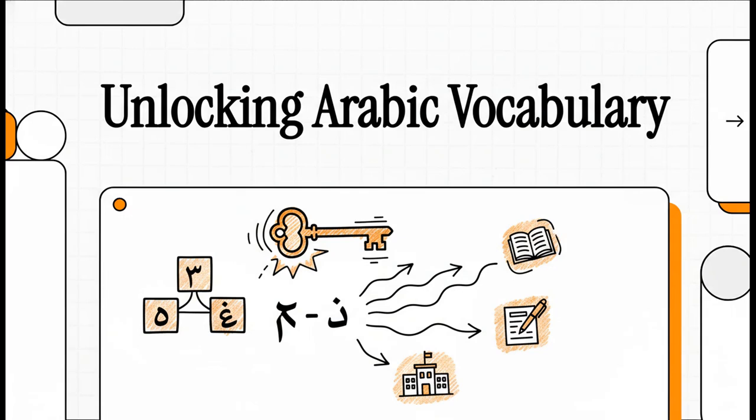If you've ever tried to learn Arabic, you know the feeling. That moment you just hit a wall with vocabulary. It feels like for every single word you learn, 10 more just pop up out of nowhere. But what if I told you there was a secret key? A system that, once you get it, could unlock not just one word, but entire families of words all at once. Okay, let's dive into this.